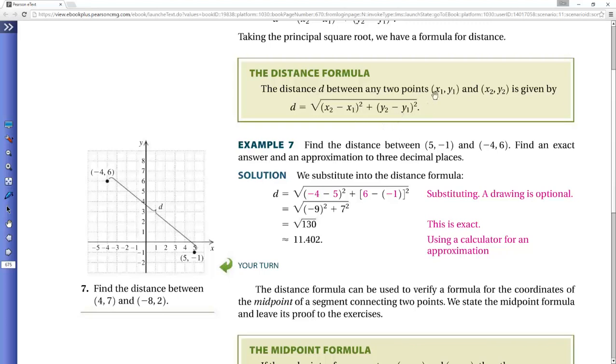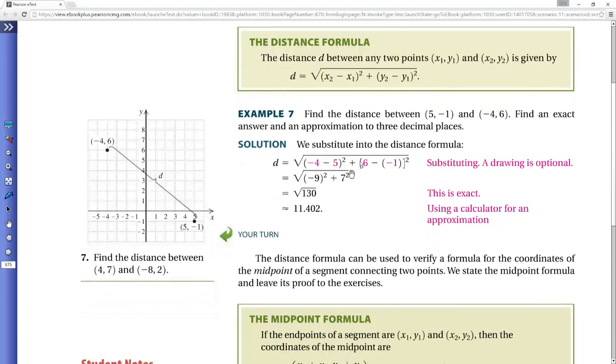Now, why they do all this thing with subscripts is that subtraction order does matter. The commutative property doesn't work with subtraction. So if you start with the second point x coordinate, you have to use the second point y coordinate as the first part of your subtraction.